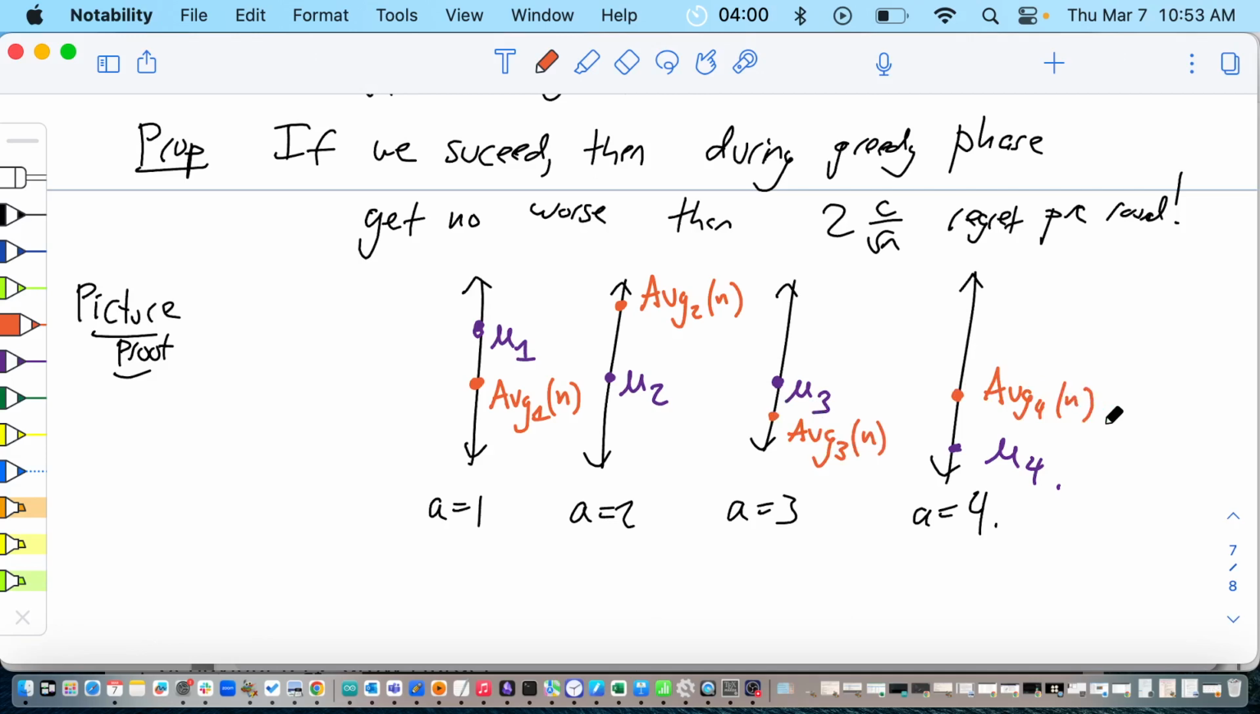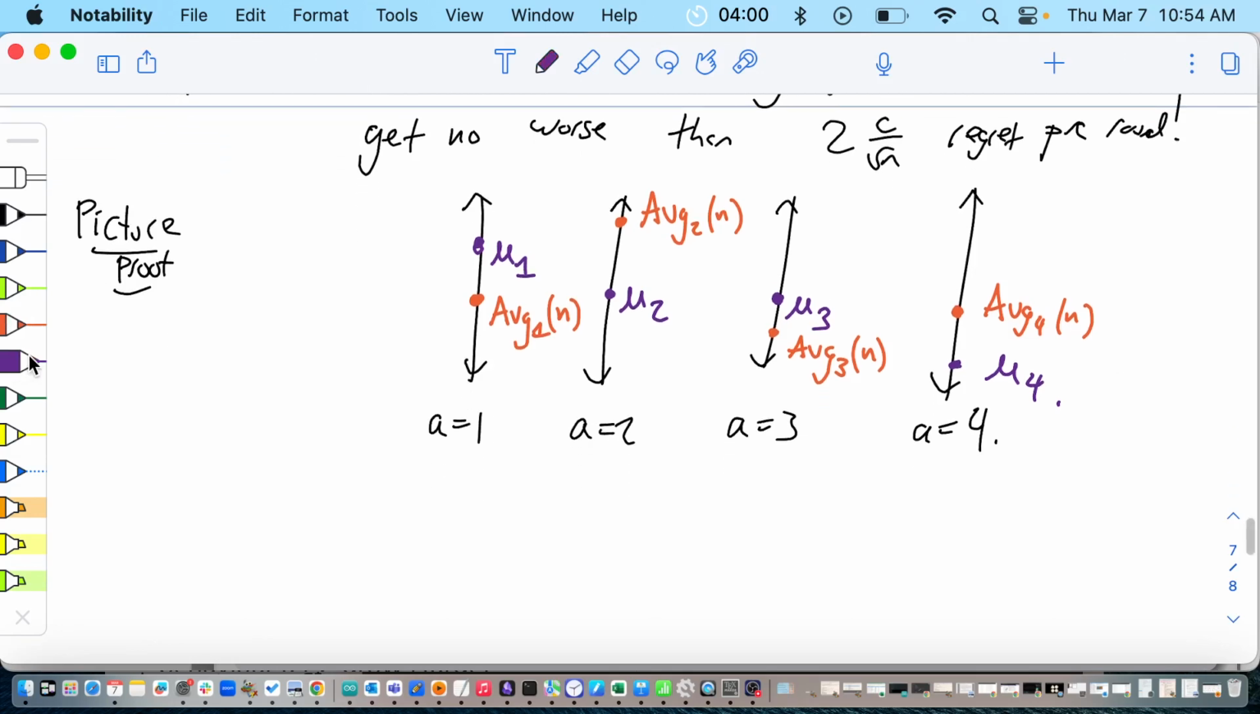So the purple things, we don't get to see them in reality. We only get to observe the experimental averages from our explore phase. Then in the greedy phase, we play the arm that has the highest average that we've seen. In this example, which arm would we play? We don't get to see the purples, only the averages we computed. It's arm number 2. So in the greedy phase, we would play arm number 2.